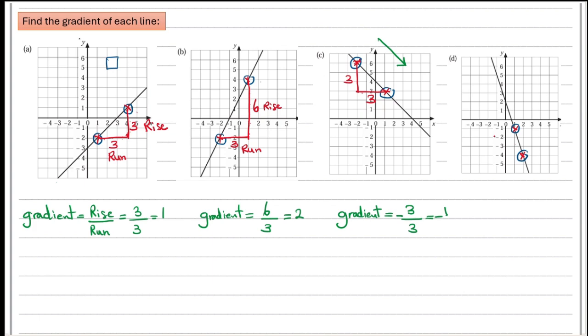Then I make a right angle triangle. The rise is going to be 1, 2, 3, and the run is 1. The gradient is going to be rise over run, so 3 over 1, and because the line is going down from left to right, I'm going to put a minus next to my gradient. So 3 divided by 1 is 3, and with a minus next to it, it's minus 3. So the gradient in part D is minus 3.